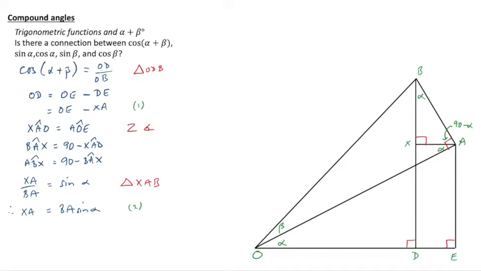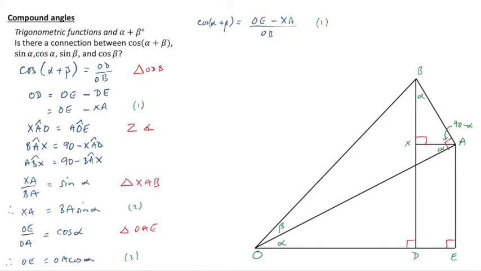Let's have a look at the triangle OAE, and within that triangle, that has alpha down as the angle at O, and so we've got the adjacent OE over the hypotenuse for that triangle, which is OA, and that is cos alpha. That means that OE is OA cos alpha. So now we have a replacement for OE in equation 1.